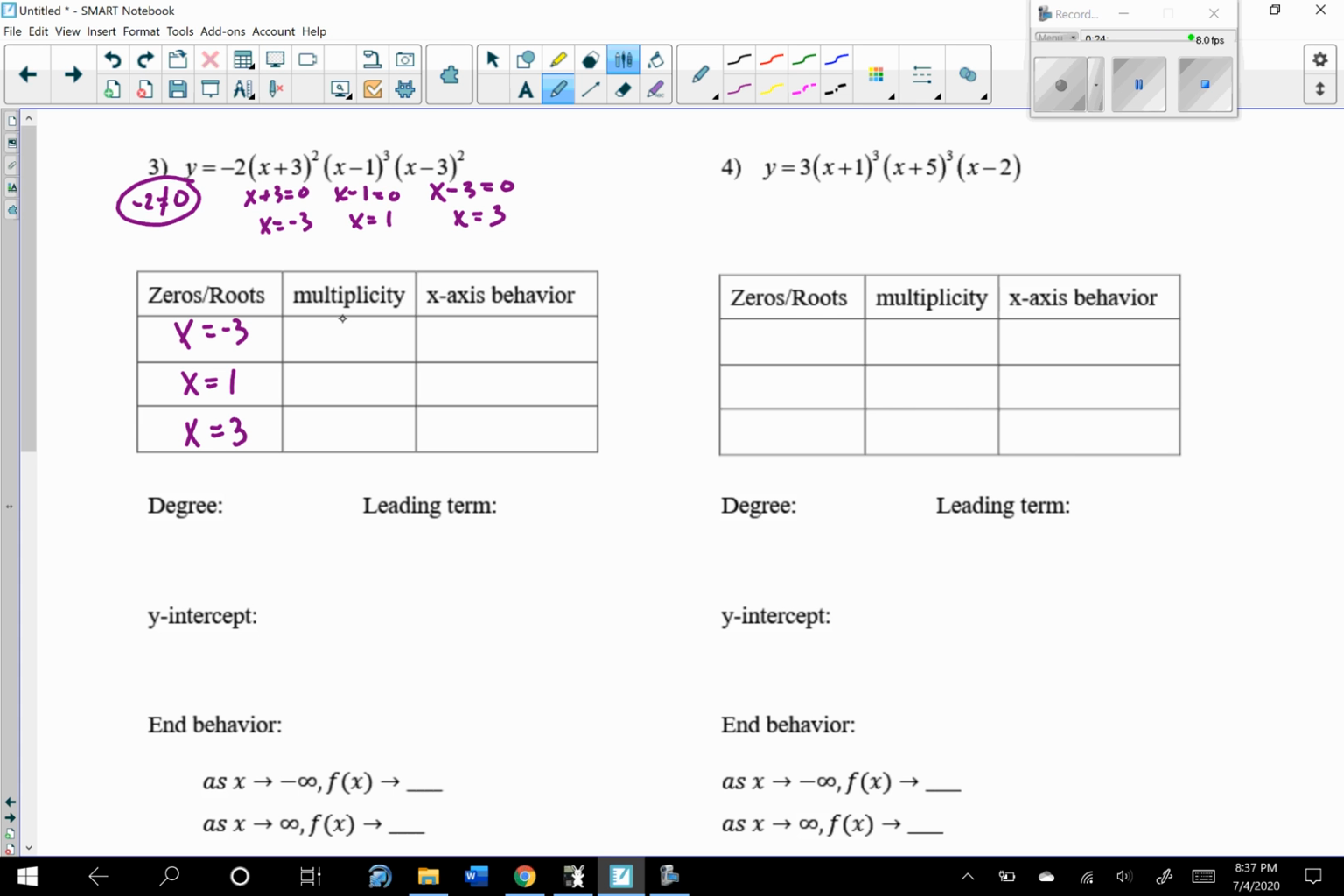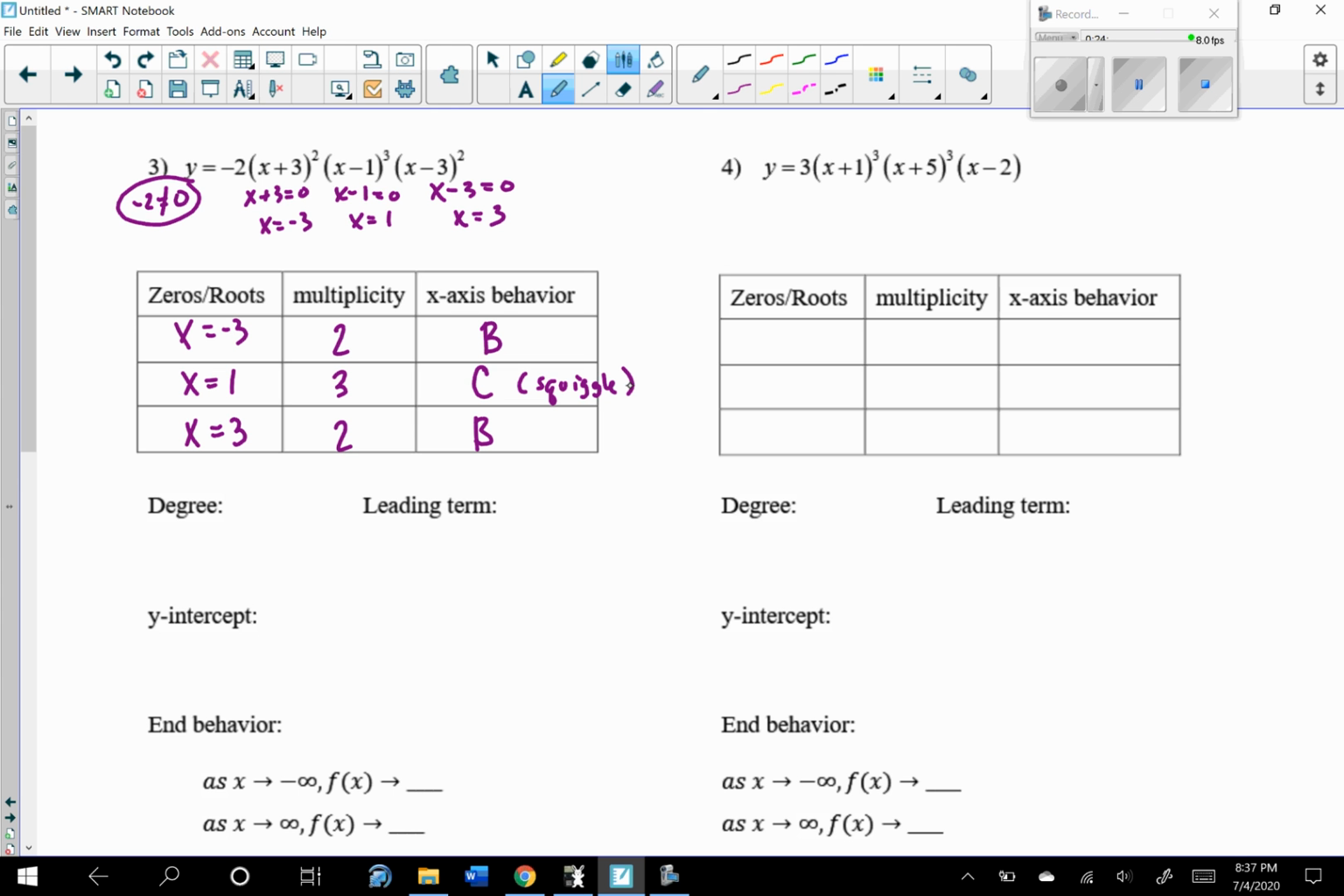So this has a multiplicity of 2 because the power is 2, 3, and 2. So that means this is going to bounce. This one crosses and this one's bouncing. Because this is a 3, think about the cubic function, so it's going to make a squiggle, just like a cubic function.